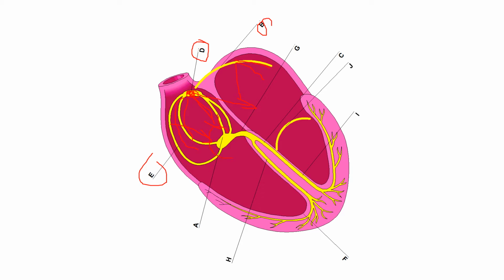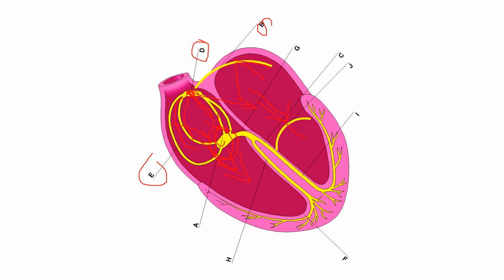which is A. Your AV node is the gatekeeper to the ventricles. It allows a slight pause to allow the atriums to empty, contract, and empty into the ventricles. So the electrical impulse at the same time depolarized both atriums, which causes the contraction of the atriums to empty through the tricuspid and the mitral valves into the ventricles.